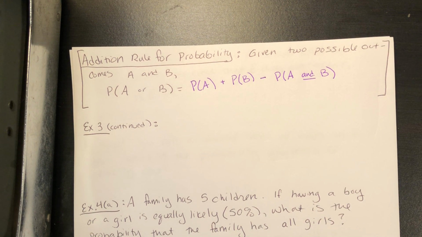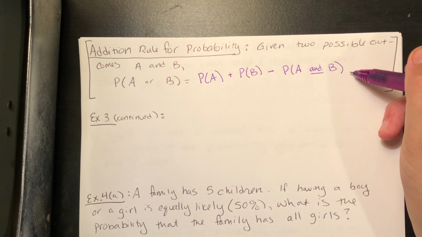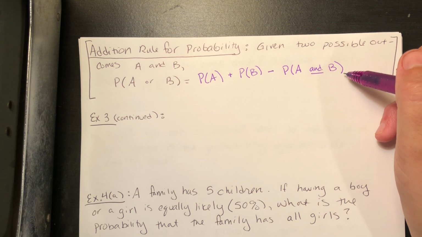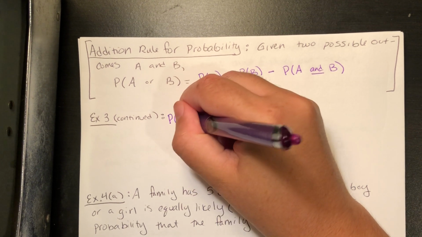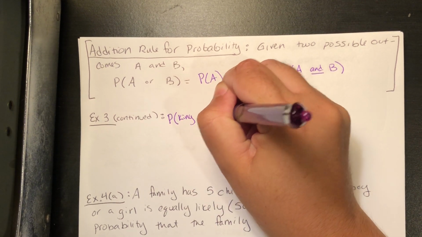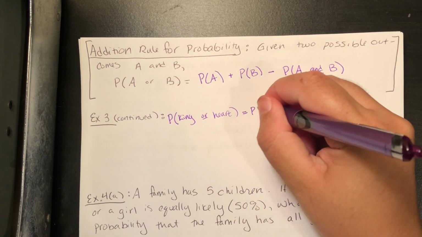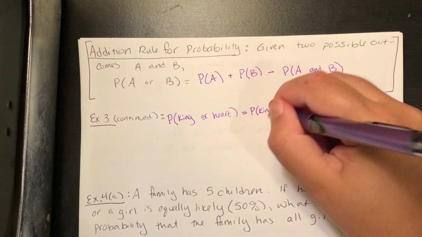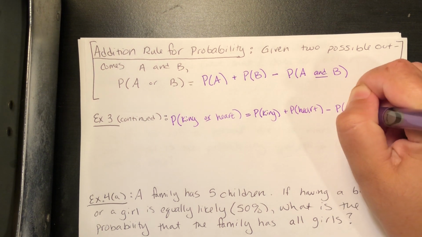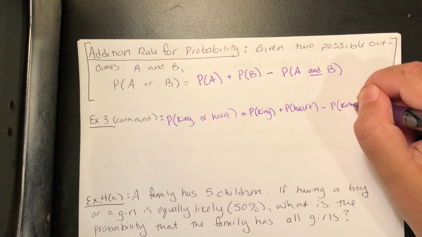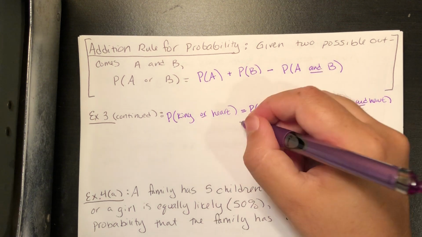All right, just to make sure we understand what this is saying, let's go back to that last example and use this addition rule for probability and make sure that we got the same probability in the end. We want to find the probability of drawing a king or a heart. According to this addition rule, this should be equal to the probability of drawing a king plus the probability of drawing a heart minus the probability that you drew both, a king and a heart.